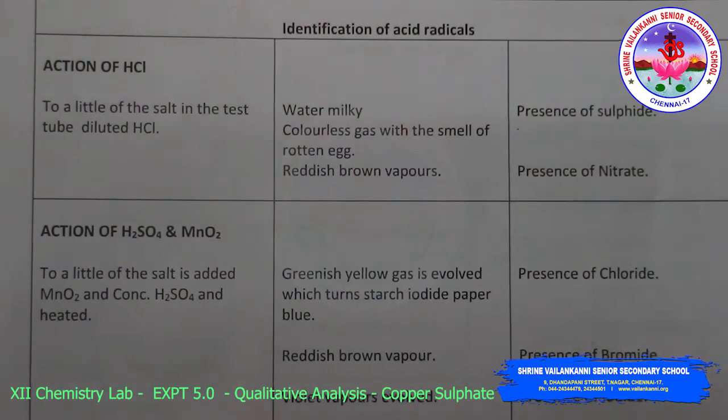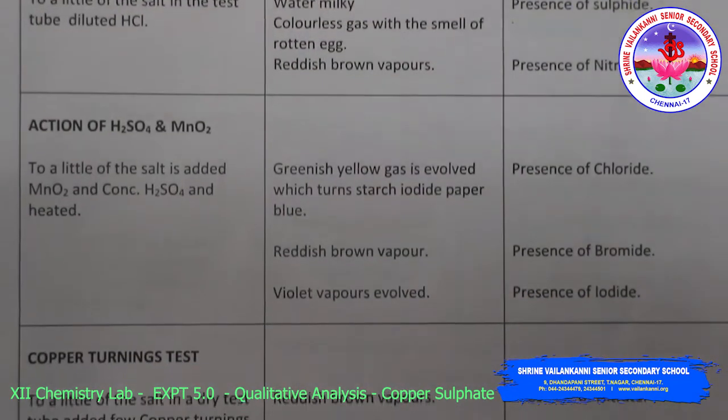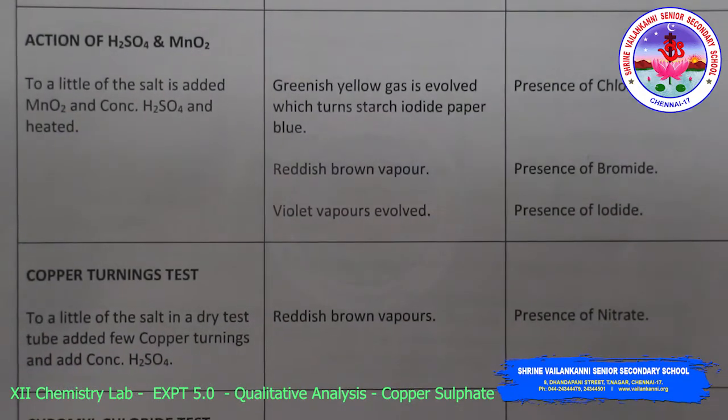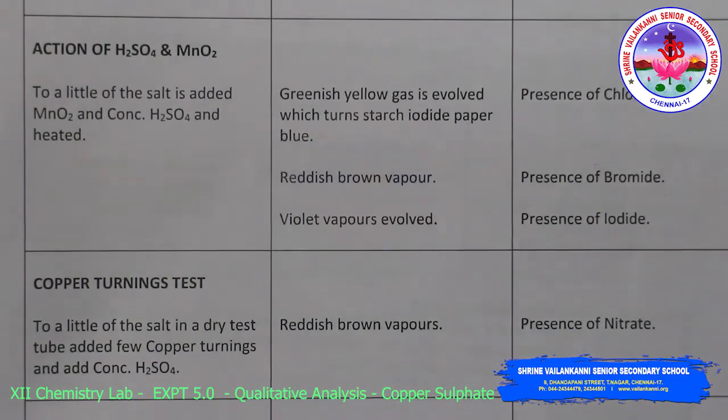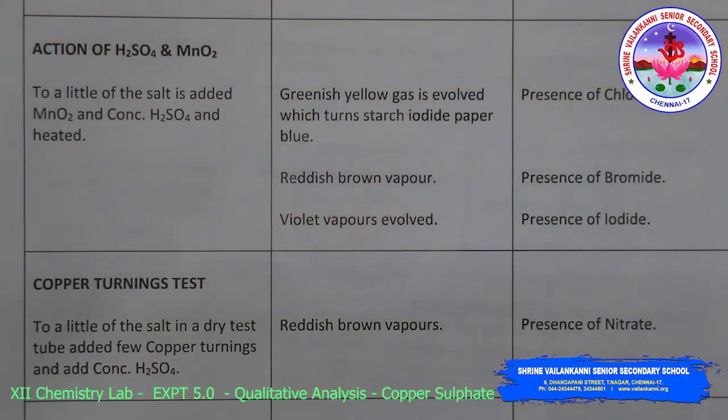Then the action of manganese dioxide and sulfuric acid test. Salt is taken, manganese dioxide and concentrated H2SO4 are added and heated. A greenish yellow gas is evolved which turns starch iodide paper blue, then presence of chloride. Reddish brown vapors mean presence of bromide. Violet vapors evolved mean presence of iodide.